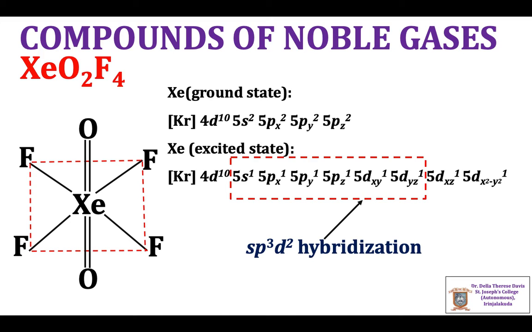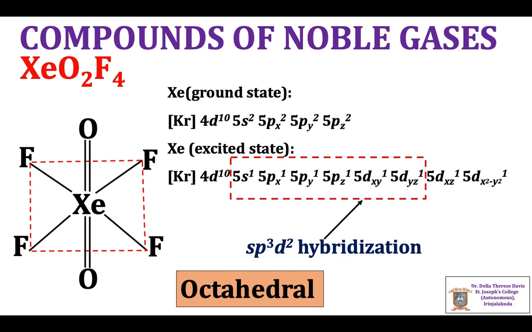2 unhybridized half-filled d orbitals of xenon form the pi bonds with the 2 oxygen atoms. The structure of the molecule is octahedral with xenon and fluorine atoms lying in the same plane and the oxygen atoms lying one above and one below the plane.